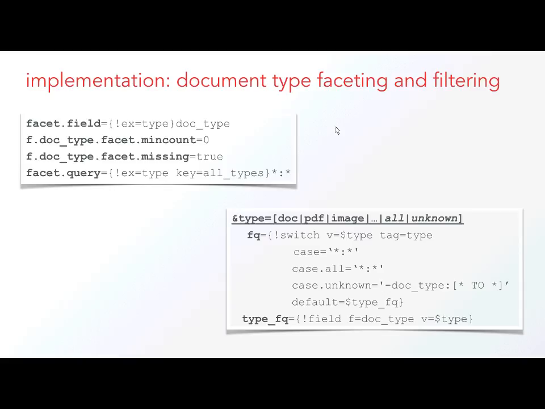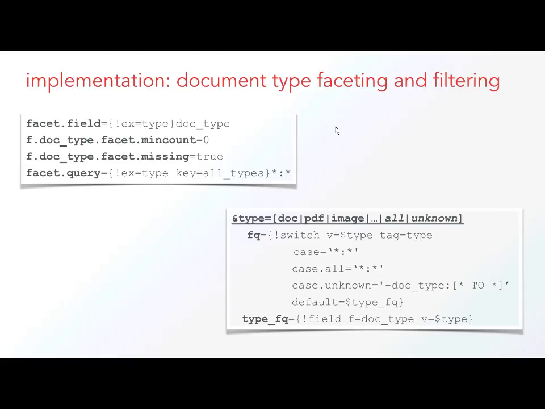They just don't happen to be in the current result set. So you filtered on a language that doesn't have a particular type of document, say an image. There are 0 images that are in Norwegian, for example, but you still are going to see a 0 count for the image type. We also turn on facet missing so that we get a count back of the documents that do not have a doc type at all identified.